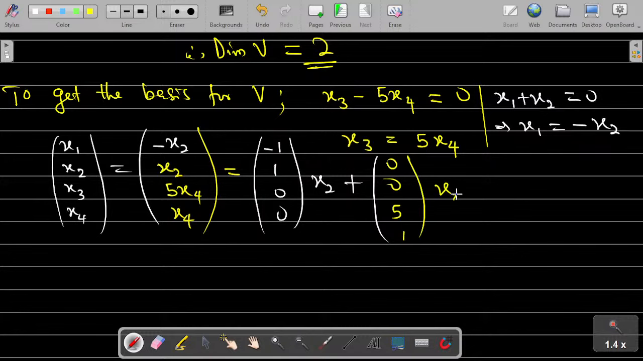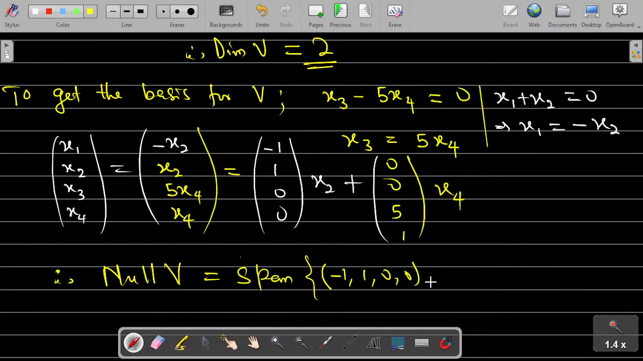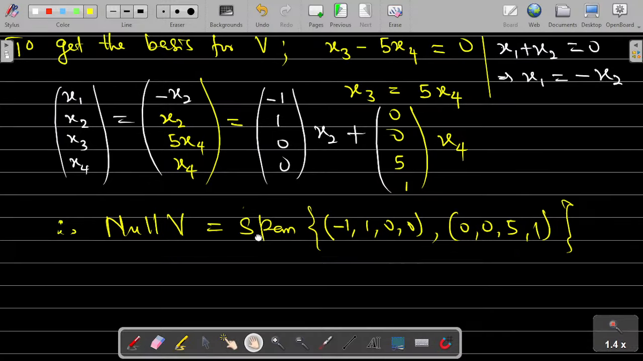And then that is multiplied by x4. So the basis of the null space of V is spanned by two vectors, v1 and v2. I'm going to write the vectors here: (-1, 1, 0, 0) and (0, 0, 5, 1). So the basis for V is just these two vectors, and that's why, like we said, the dimension is equal to 2. And that completes the question of II.